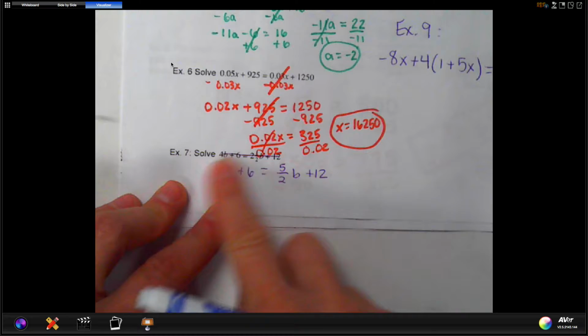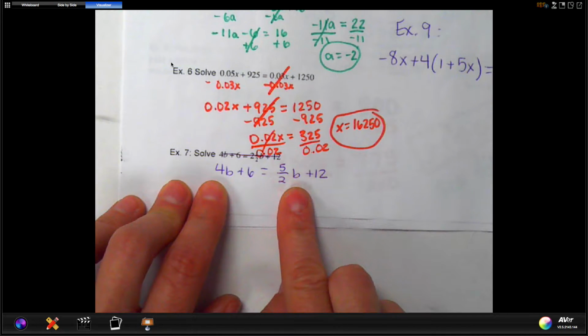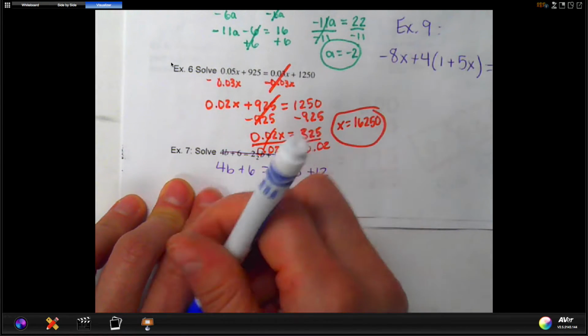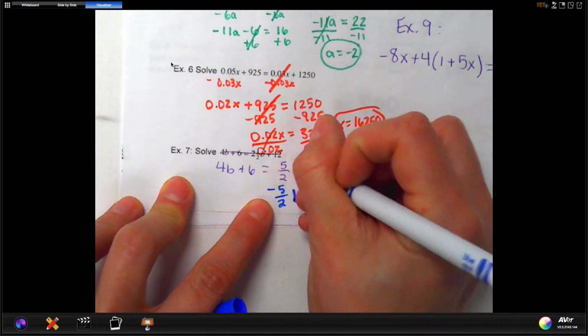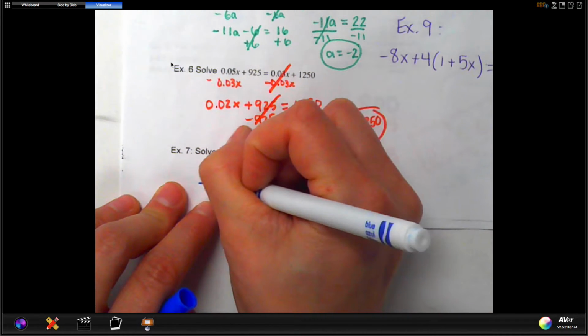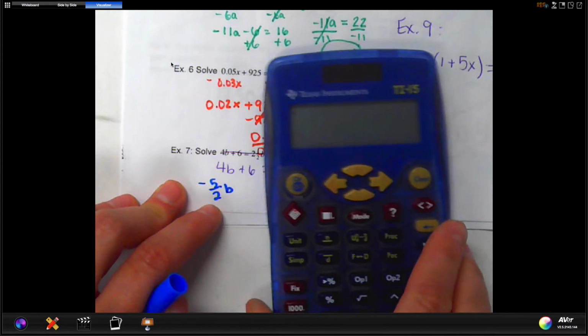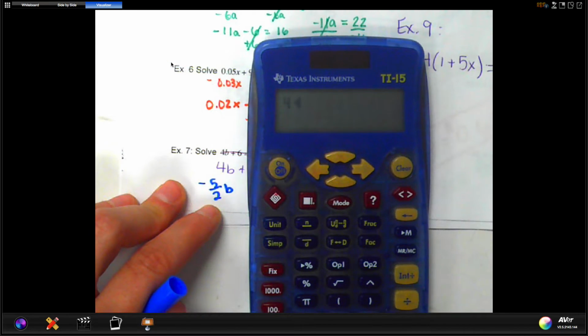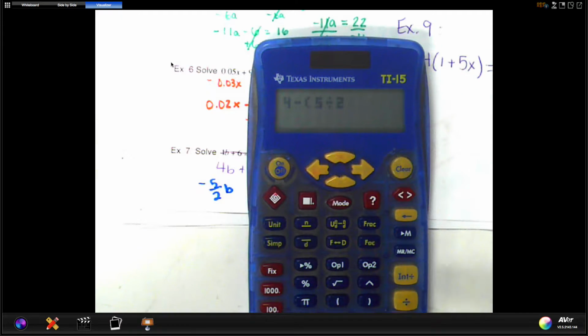Okay, so we're going to start the same way. We need to cancel out one of the variables. So I always cancel the one on the right to go on the left. So I'm going to subtract 5/2 b, cancel. Now I'm going to subtract 5/2 b over here. Now, this is how you would type that in a calculator. You're going to do 4 minus, and then use a parenthesis to do your fraction. And then we're going to go 5 divided by 2, because a fraction means division. End the parenthesis, and then press equal.